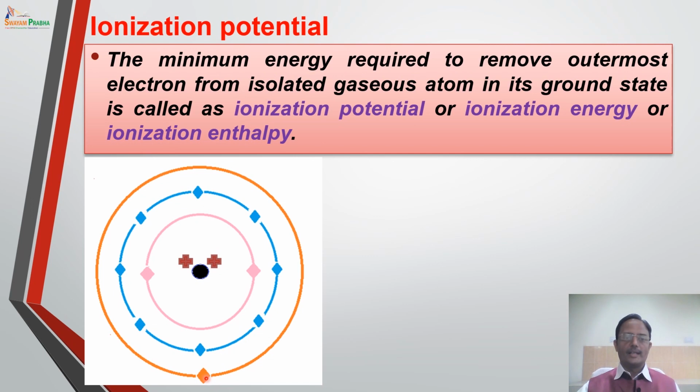If I want to remove third electron from here, again I will have to supply some energy called as the third ionization enthalpy or third ionization potential. Now first electron is going from an isolated gaseous atom, and as a result the energy required is minimum. The second ionization enthalpy or second ionization potential is higher than that. The third ionization potential is higher than that. It means that in general the trend of ionization potential is first IP less than second IP less than third IP.